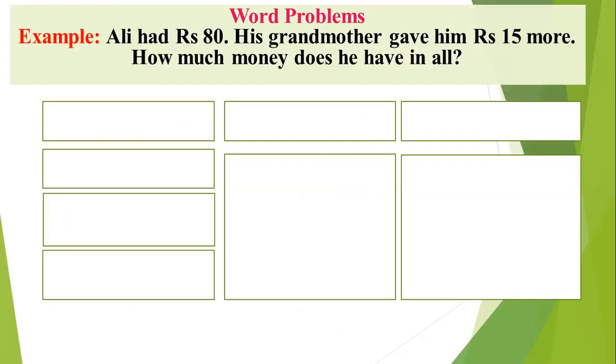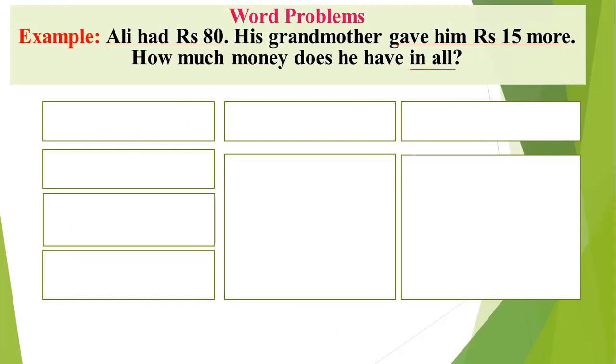Let's solve the word problem. Ali had 80 rupees. His grandmother gave him 15 rupees more. How much money does he have in all? Let's underline the keywords. Ali had 80 rupees. Grandmother gave him 15 rupees more. How much does he have in all?